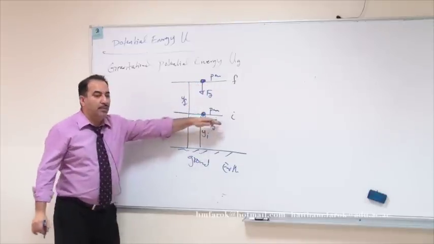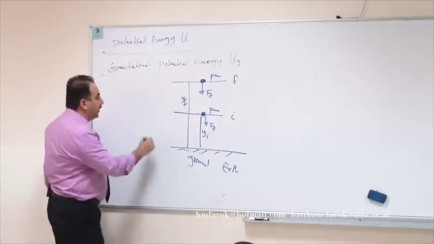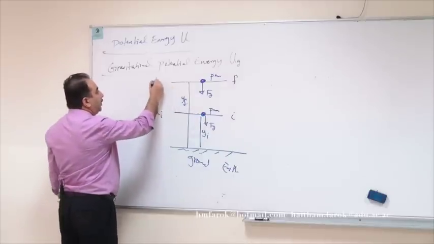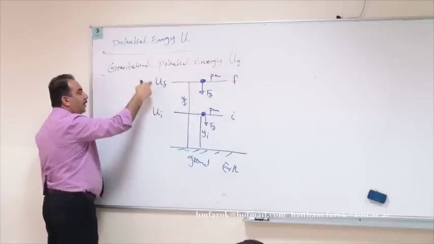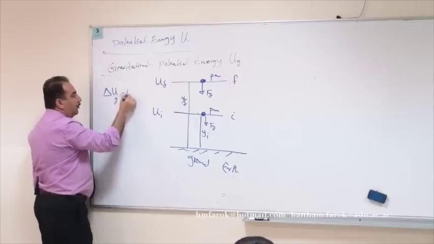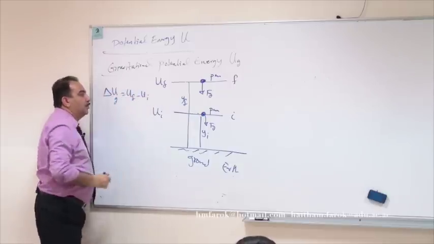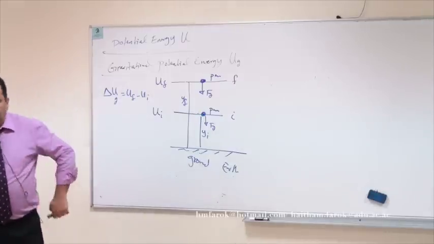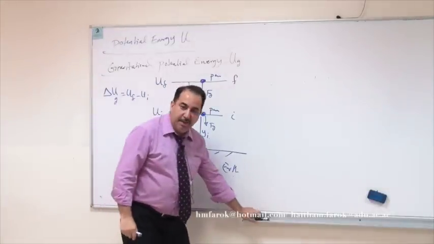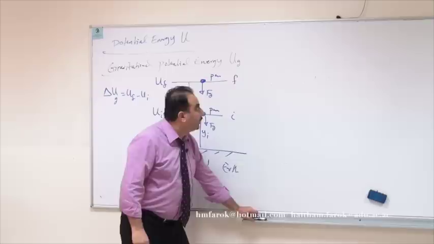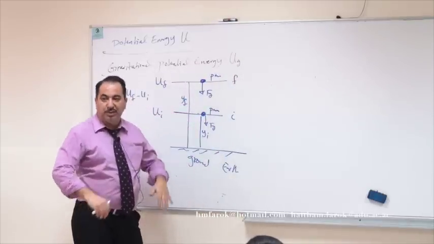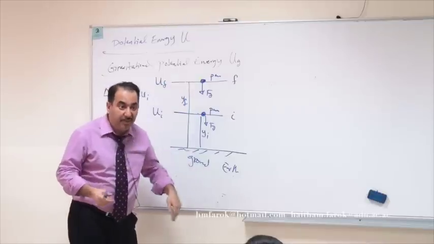So let's call the potential energy here for the system initial potential energy, U initial. Here, U final. So what happens from here to there? You have delta U for gravity, U final minus U initial. Now, this is the pen here, initial. I take it finally here. What happens? The arrangement has changed. So the potential energy of the system pen-Earth has changed.